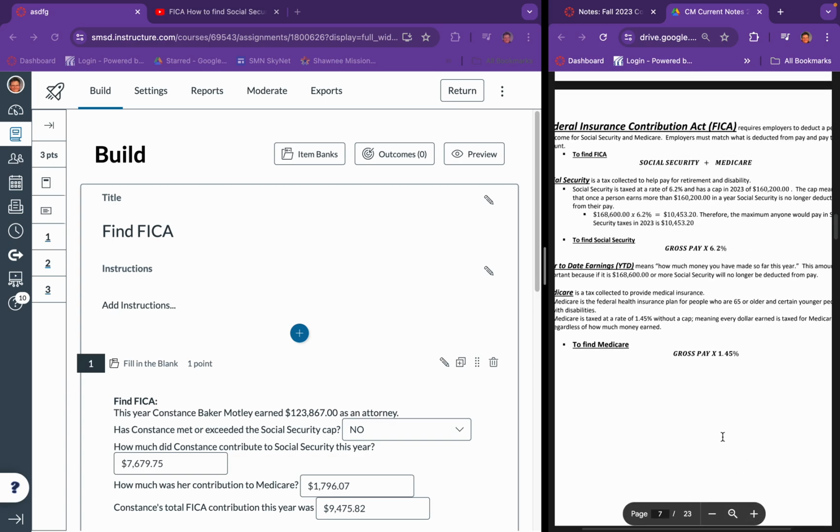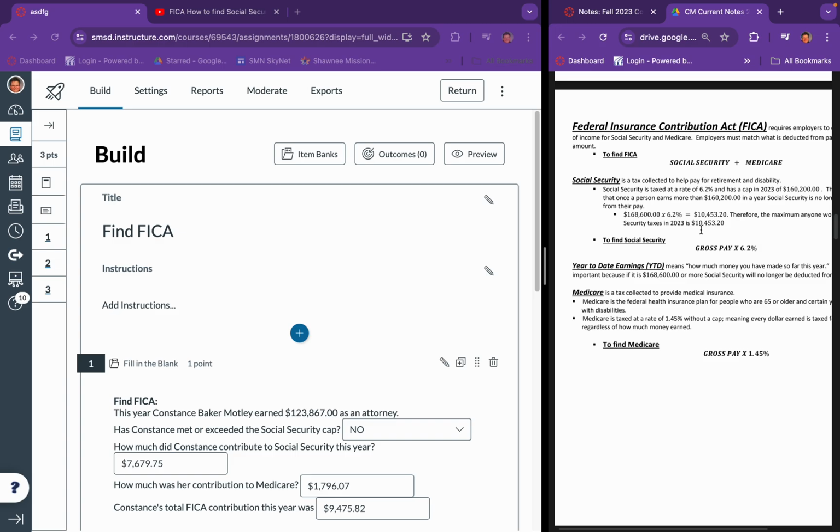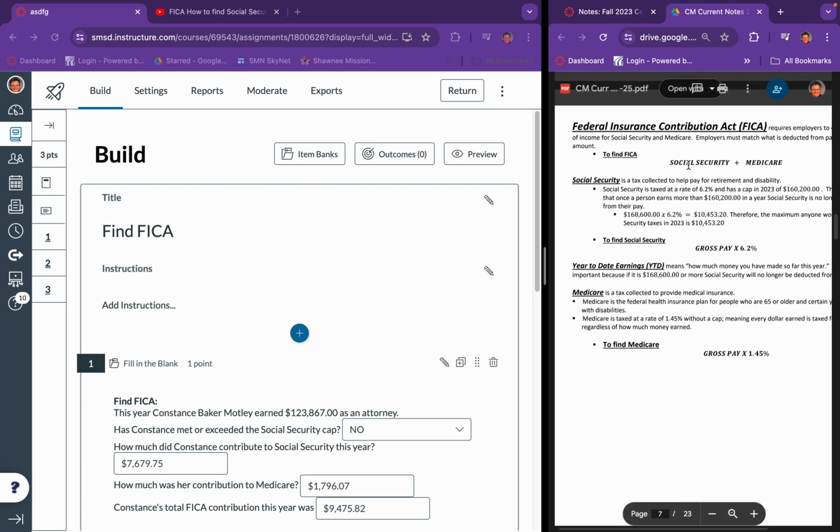We are going to notice that it talks about FICA as being Social Security added to Medicare. It talks about how to find Social Security and how to find Medicare, and then we take those two answers and add them together, and that gets our FICA. Okay, so let's go to this first question.